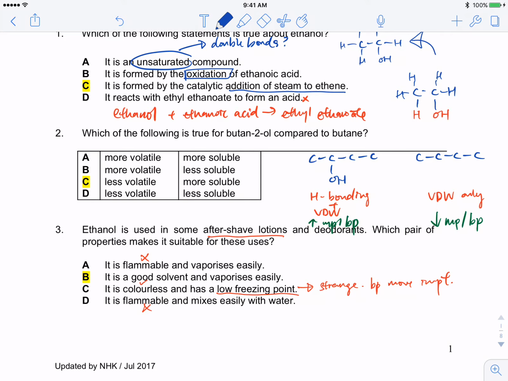Question 4. The structures of three compounds P, Q, and R are shown. Which of them are isomers of each other? So to be isomers, first they must have the same molecular formula. So that's what I did here. I wrote out the molecular formula for P, Q, and R. So you can see that they all have the same molecular formula.